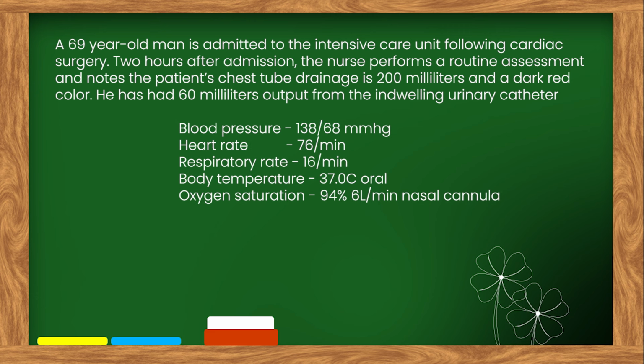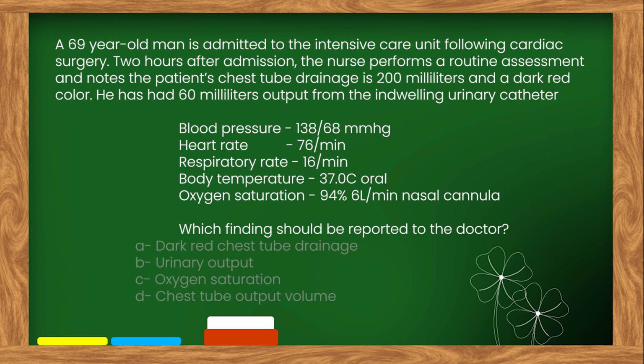Blood pressure 138/68 mmHg. Heart rate 76 per minute. Respiratory rate 16 per minute. Body temperature 37.0 C, oral. Oxygen saturation 94% at 6 L per minute nasal cannula. Which findings should be reported to the doctor?